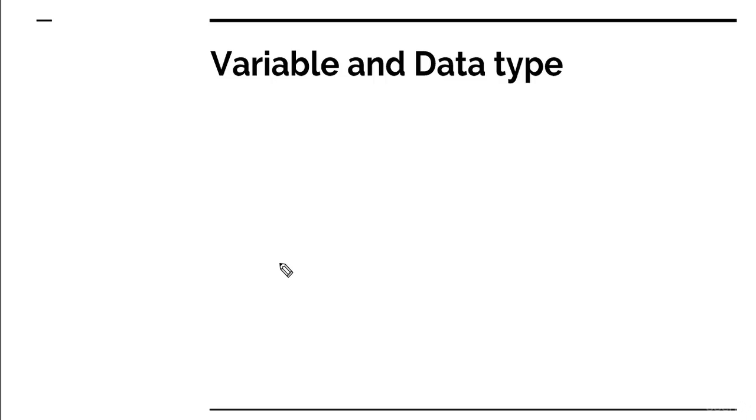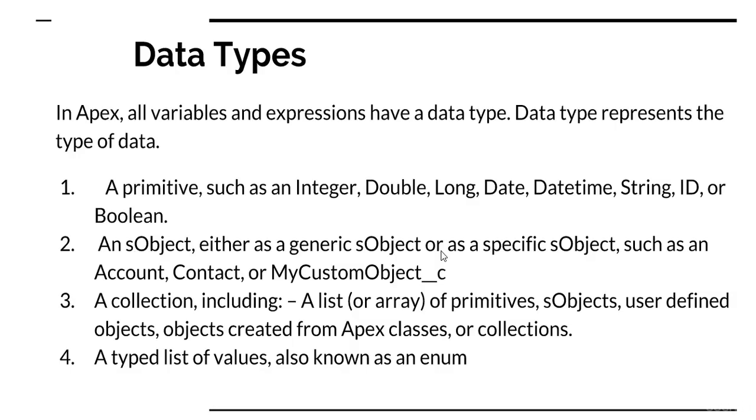And why do we call it a variable? Because the value of it can be changed, and data type represents the type of data. Now, data type. In Apex, all variables and expressions have a data type. Data type represents the type of data. So a data type can be integer, long, date, datetime, string, ID, or a boolean.